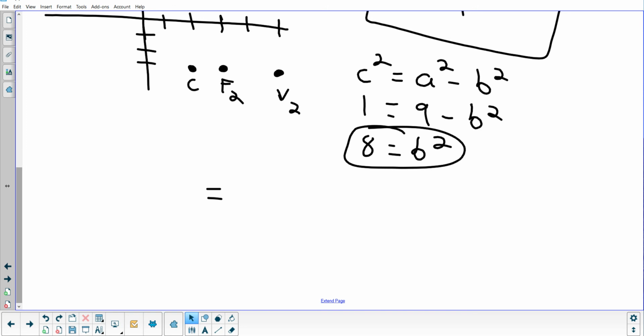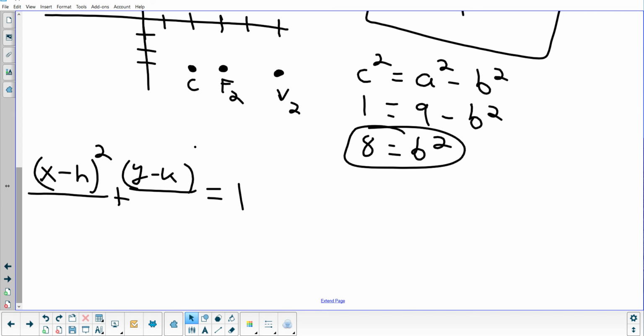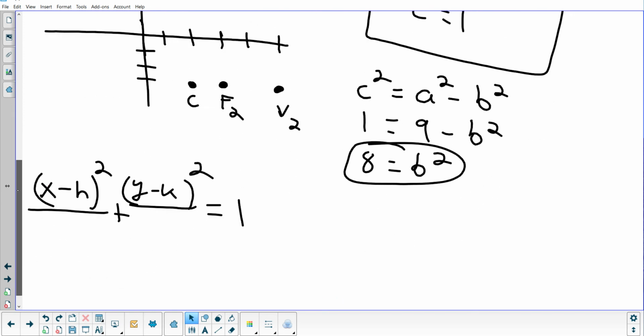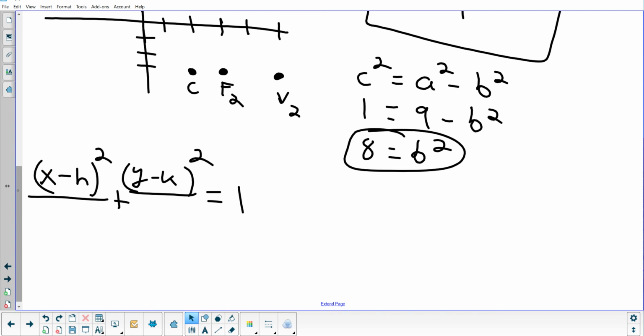Okay, what goes on the right? 1. What goes on the left? X, let's just get the letters first and then we'll fill in. Yep. And then what goes here? Y minus k squared. Now, which way do you want, or where do you want the bigger number? Under x, you want it to be horizontal. So this is a squared, this is b squared. Now it's just a matter of filling everything in.